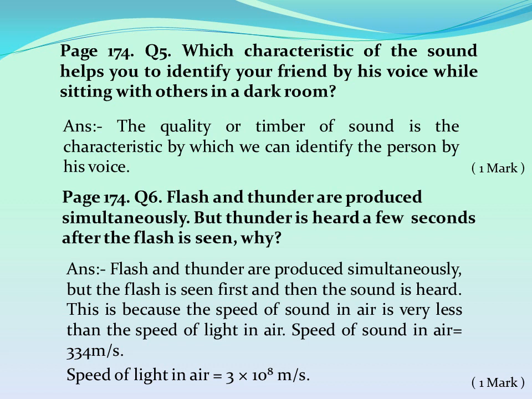Page number 174, question number 6. Flash and thunder are produced simultaneously, but thunder is heard a few seconds after the flash is seen. Why? Answer: flash and thunder are produced simultaneously, but the flash is seen first and then the sound is heard. This is because the speed of sound in air is very less than the speed of light in air. Speed of sound in air equals 334 meter per second. Speed of light in air equals 3 into 10 raised to 8 meter per second.